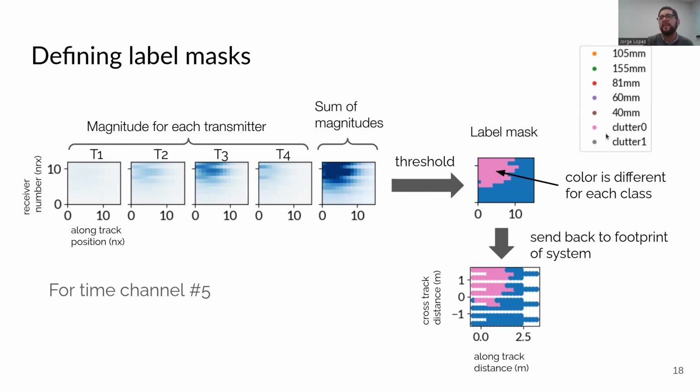In this case, it's what we call a clutter object, which is a metallic object that is not a UXO. This is what the neural network has to see. But we have information about the positions of the receivers, so to get a more accurate positioning of the output of the classification map, we can send it back to the footprint of the system, and we'll end up with something that looks like this.